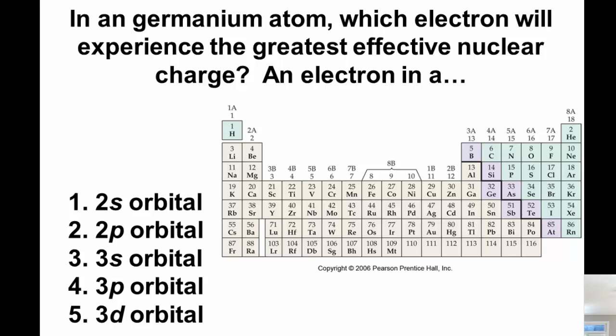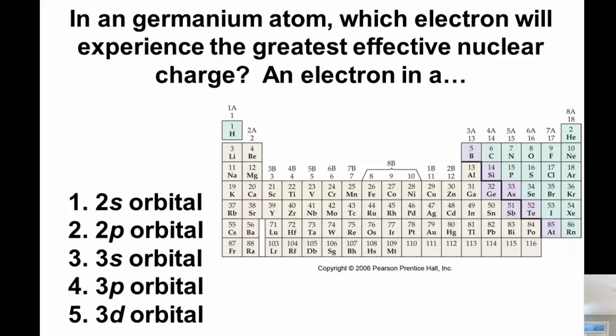Now this one's looking at electrons within one atom. In a germanium atom, which electron would experience the greatest effective nuclear charge? Now remember, if there's a greater effective nuclear charge, there should be less shielding. We want to pick out the orbital that has the lowest amount of shielding.